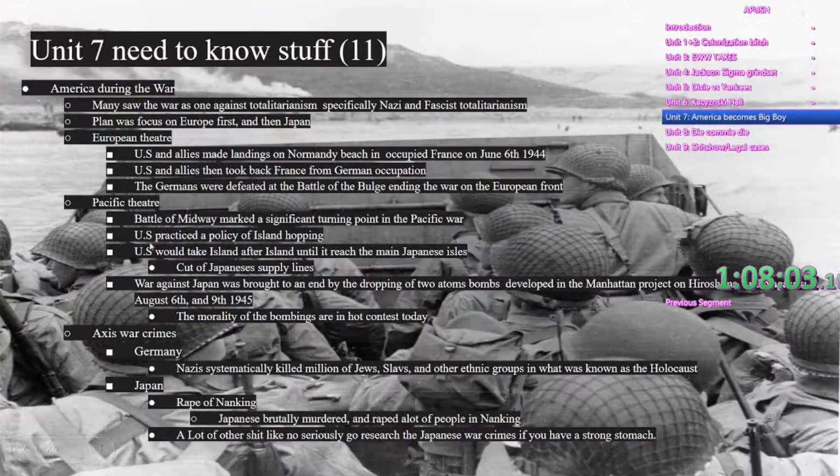So, what you need to know for America during the war was that many saw the war as one against totalitarianism, specifically Nazi and fascist totalitarianism. This sentiment was reflected in FDR's Four Freedoms speech, which is something you should know. The plan was to focus on Europe first and then Japan.